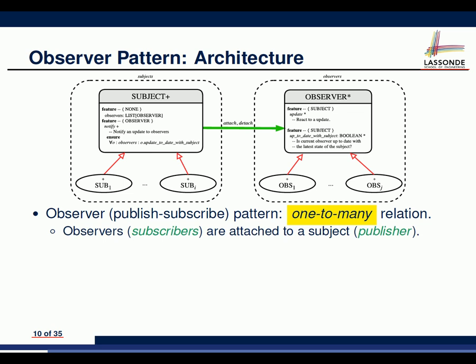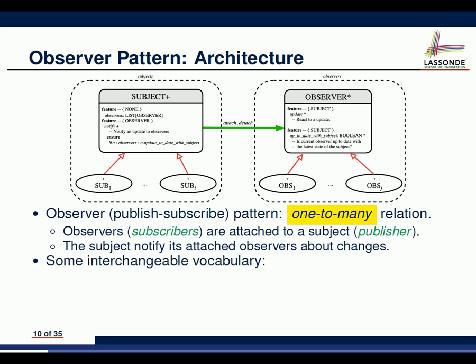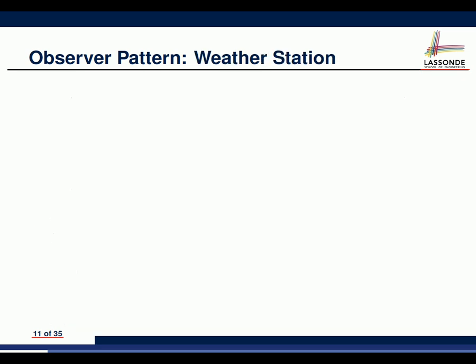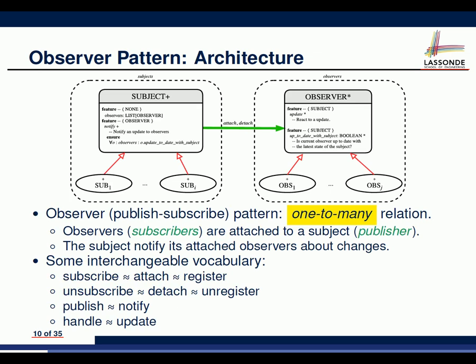Observers, or subscribers, are attached to a subject. I'm just talking about things informally. We'll see the program code in just a moment. And also, the subject notifies the attached observers. You can see, attached, not all the observers, only those that are attached to the subject. And then, just about vocabulary, you can read them through. Any questions so far before we see the code?